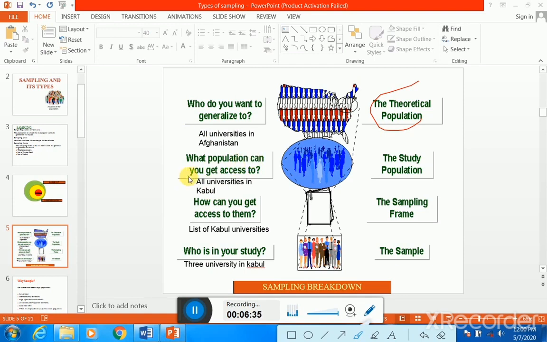What population can you get access to? Studying overall Afghanistan is not possible. Now we target only Kabul. When we have specified it and limited it to Kabul, that is known as your target population, or your study population. But that is still not clear enough, so we have to break it down further.